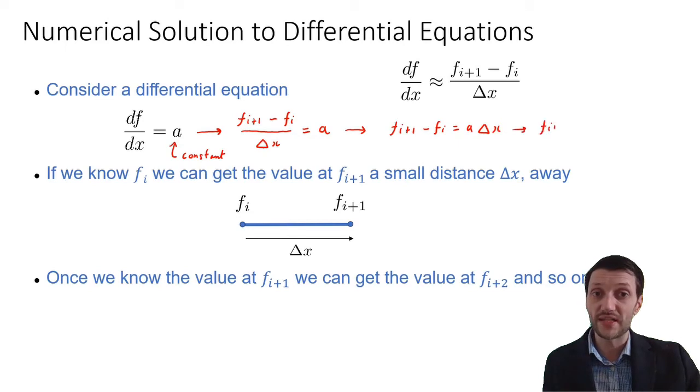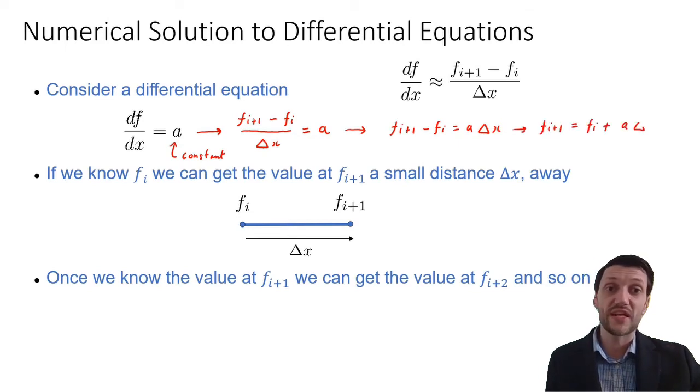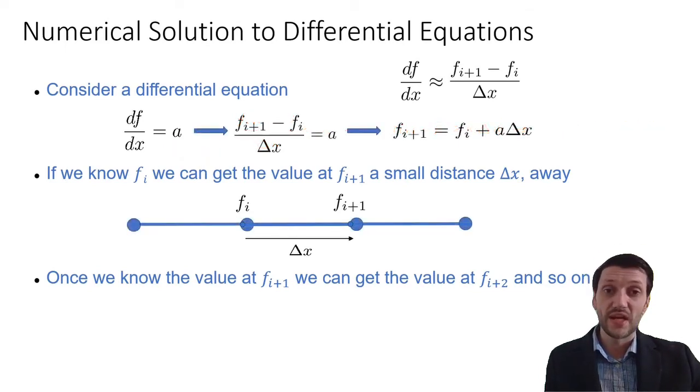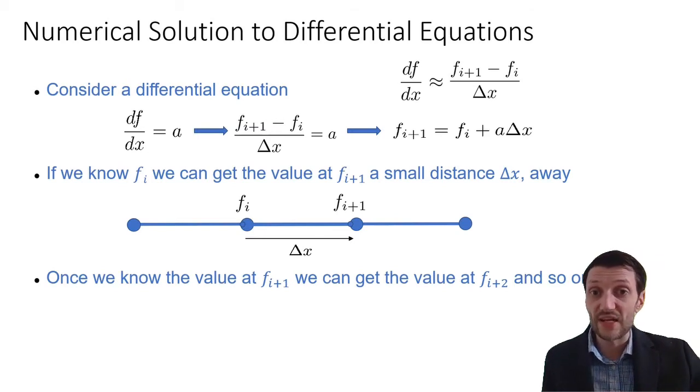We can multiply both sides by delta x, and we rearrange. So we're getting the value of f at i plus 1 is equal to f at i plus a times delta x. So what this has given us is an equation where we can essentially get the value at i plus 1 if we know the value of f at i, a small distance away.